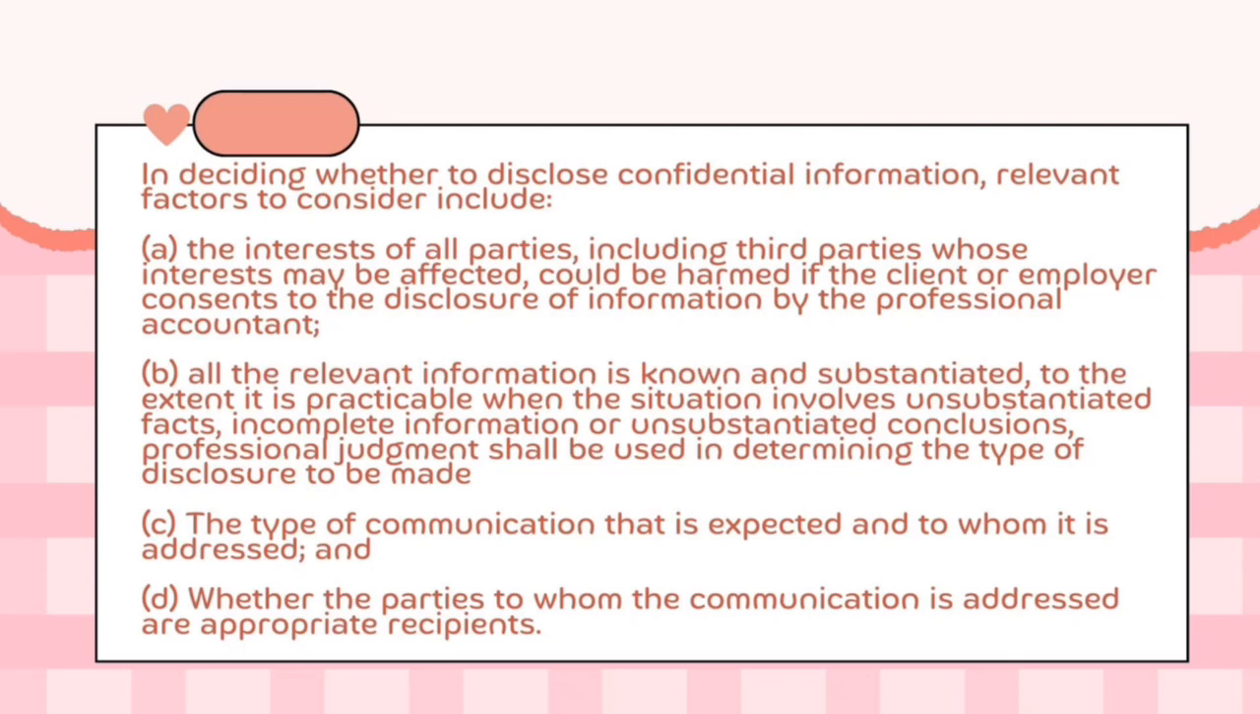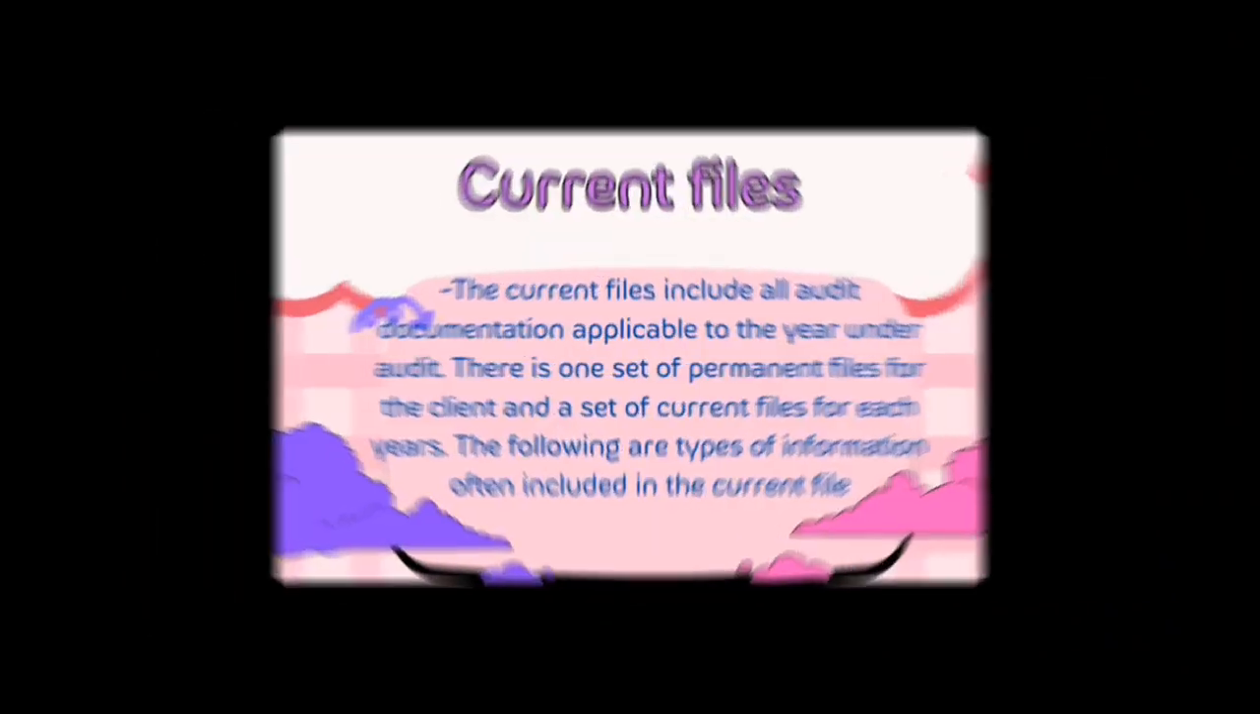Professional judgment shall be used in determining the type of disclosure to be made. C. The type of communication that is expected and to whom it is addressed. E. Whether the parties to whom the communication is addressed are appropriate recipients.